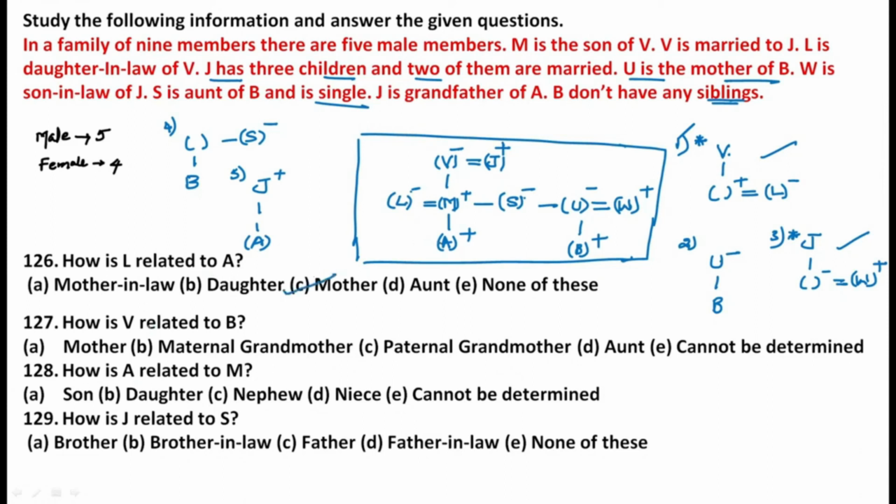How is V related to B? V is the grandmother of B. Grandmother means mother's mother, which is the maternal grandmother. Father's side is paternal, mother's side is maternal.